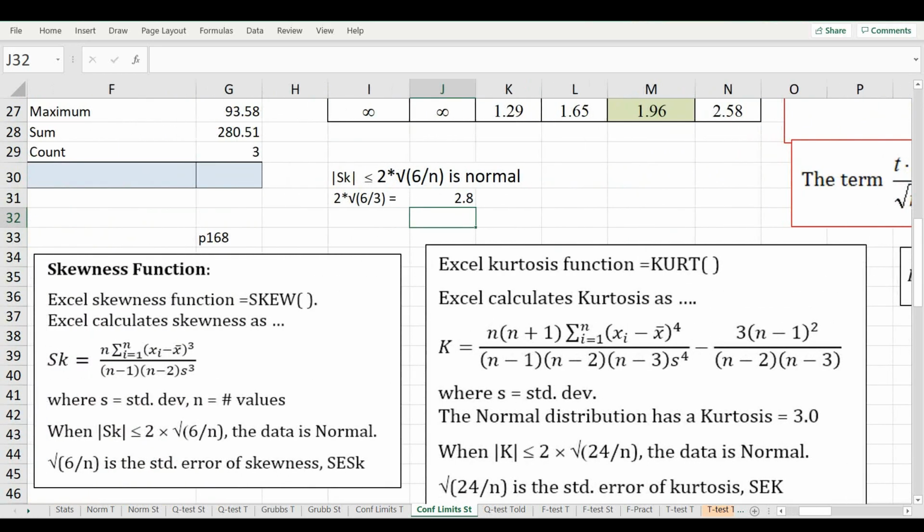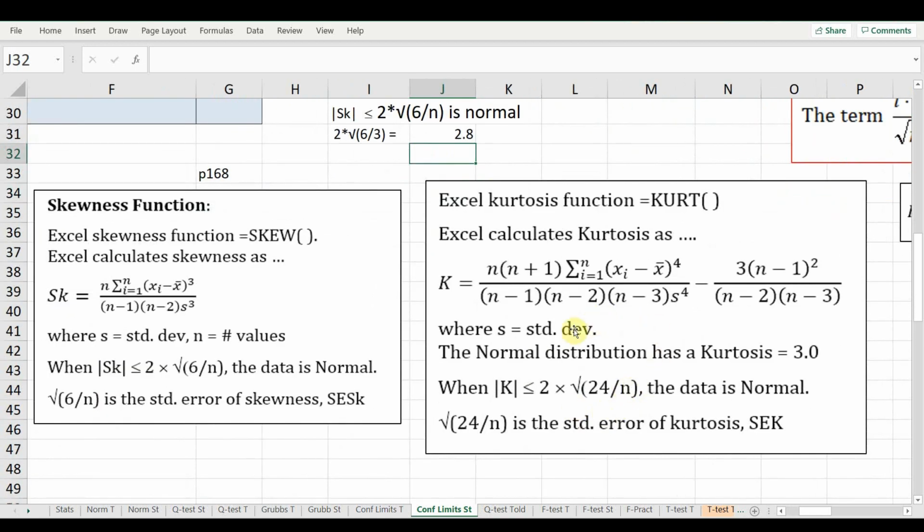What about kurtosis? Kurtosis is calculated with this daunting looking formula here, and when the absolute value of kurtosis is less than or equal to 2 times the root of 24 over n, that is the standard error of kurtosis, 2 times that, then the data is deemed to be normal.